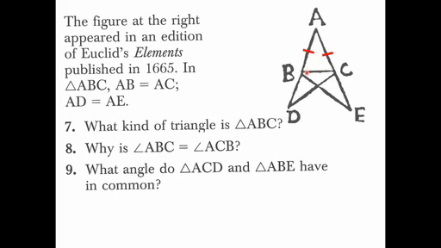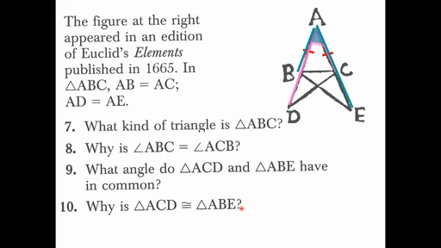What angle do these two triangles, ACD and ABE, have in common? So looking at those two triangles, it looks like that one up there. So there we have those two sides of that triangle with the pink angle up here. We're trying to determine number 10 here, why those two triangles are equal. There's a pretty big hint for you. I've tried to help out with the colors and the angles there.